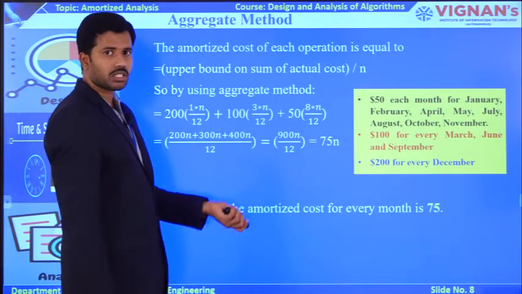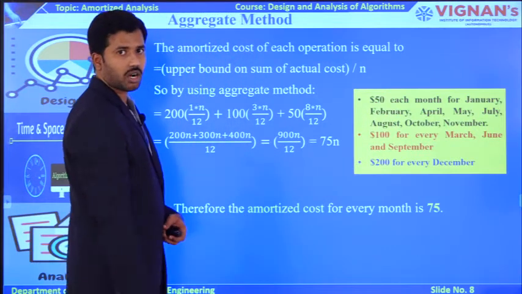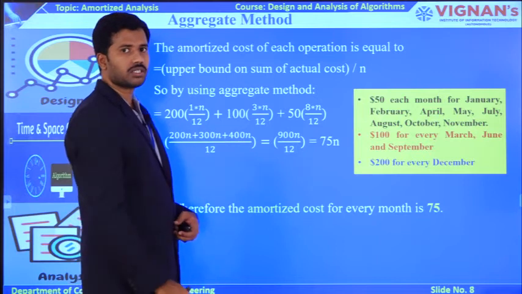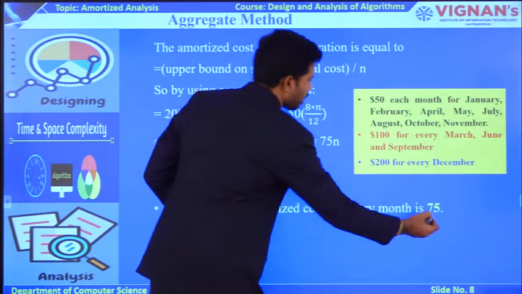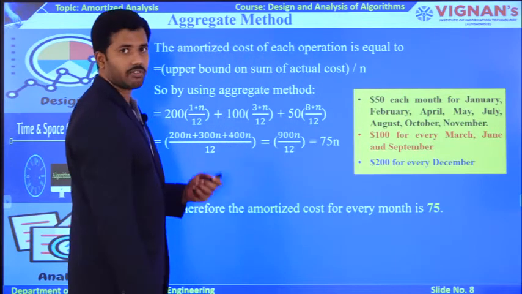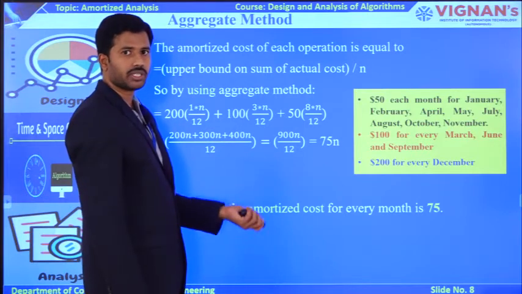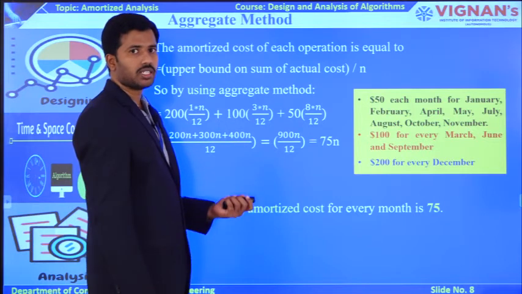What is the actual cost they gave? They gave the first actual cost as $50, the second actual cost as $100, and the third actual cost as $200. But based on this aggregate method, I got the amortized cost as 75. Now let us observe how this amortized cost will be used to apply this amortized analysis.